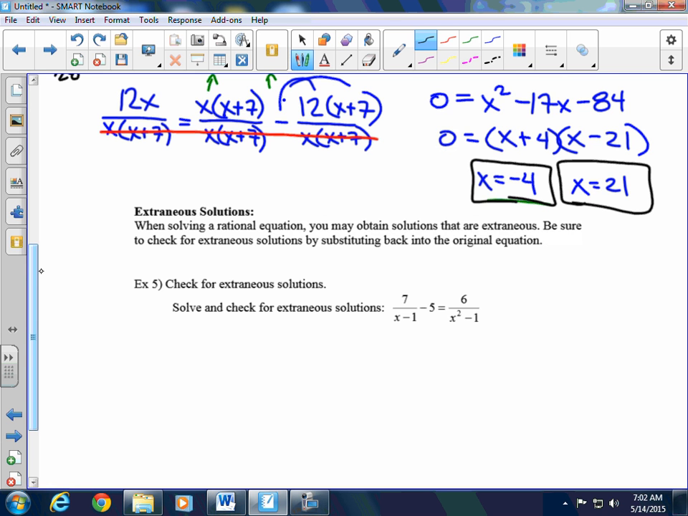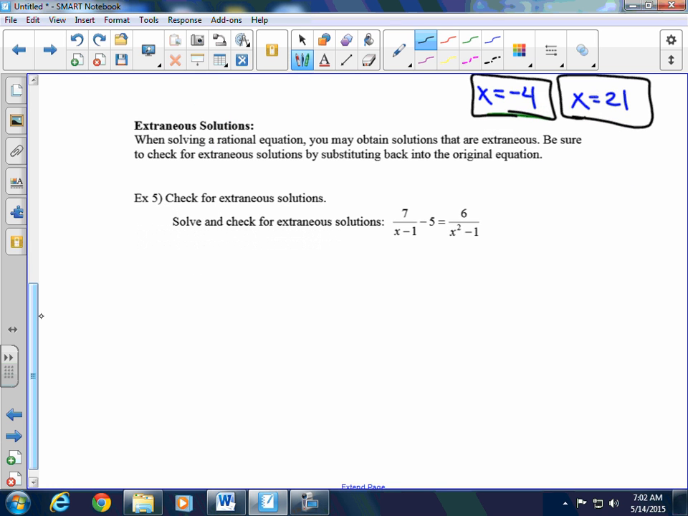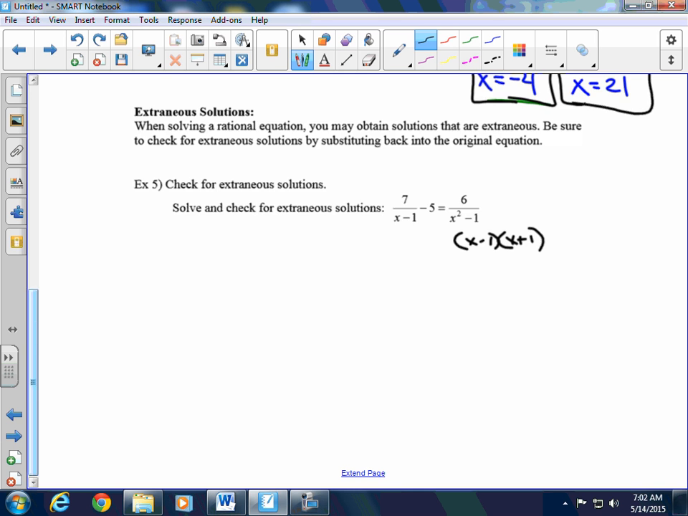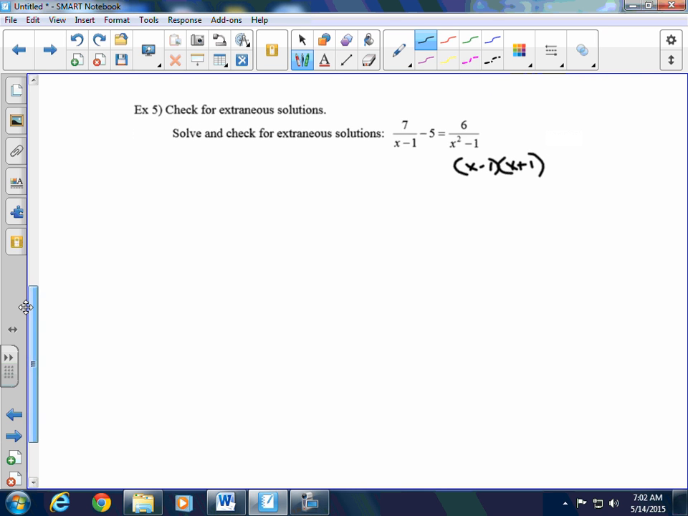So let's look at example 5. We're going to solve this one. And again, first thing we're going to do here is factor this, x minus 1, x plus 1. So now we have 3 fractions. Again, we're going to want a common denominator, and it is going to be x minus 1 times x plus 1. Okay, so I'm going to go ahead and write that down for every one of my fractions.